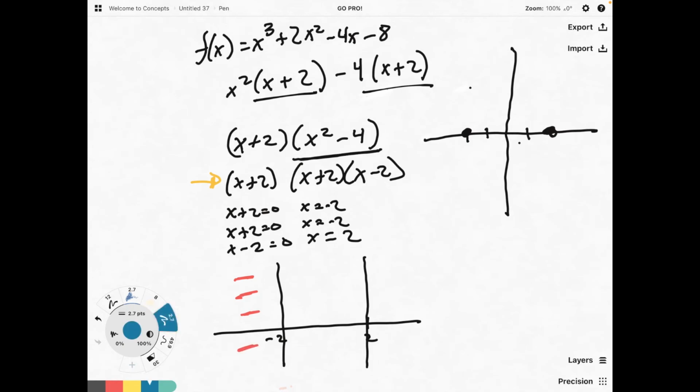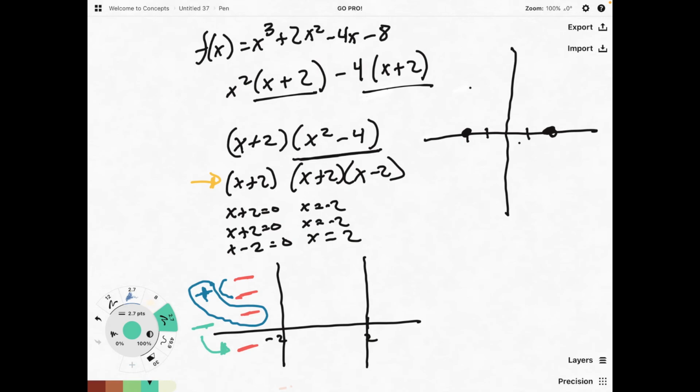Again, looking at this, we have a negative times a negative. That is a positive, and then this positive times this negative gives us a negative, which is what we have here. All right, moving forward, we're going to choose any value between -2 and 2.